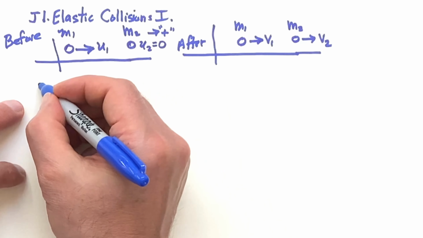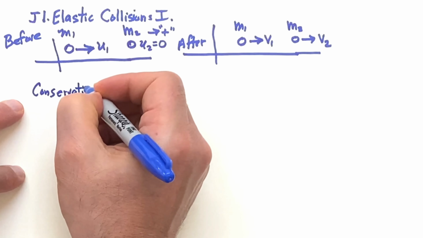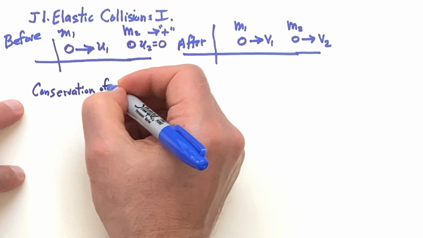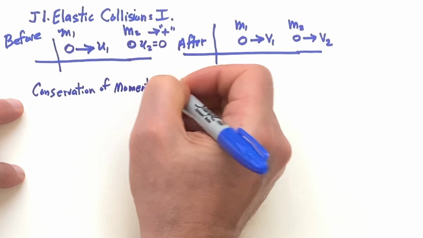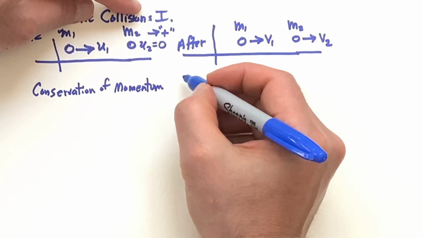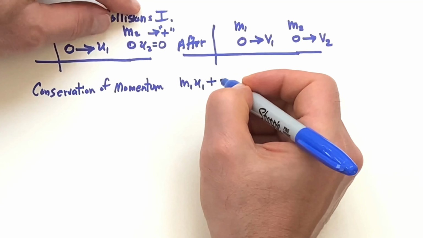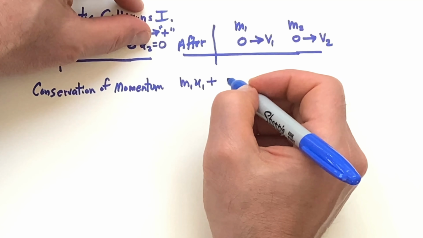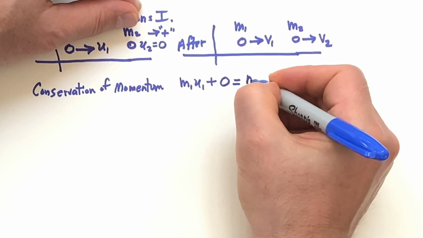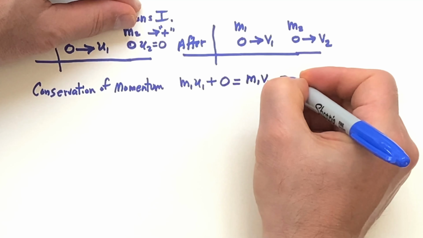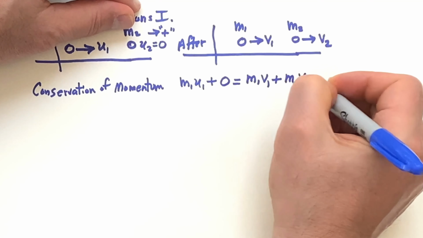So the first thing we're going to have here is conservation of momentum. We can always write that equation down. It's conservation of momentum. And that's going to be here M1 U1 plus M2 times U2, which is 0. And that's going to equal M1 V1 plus M2 V2.